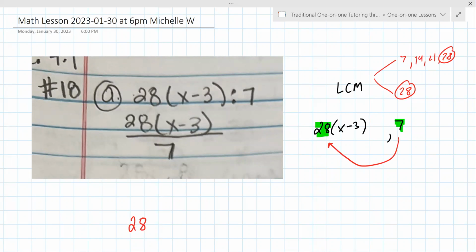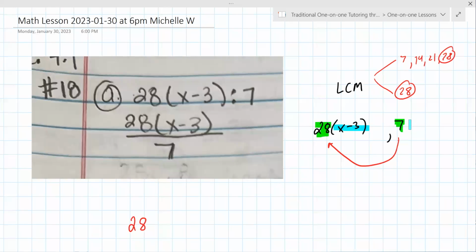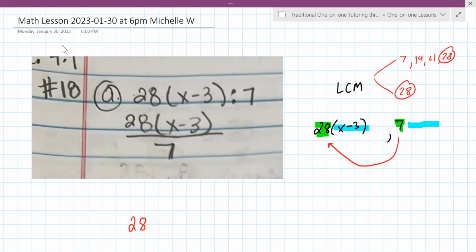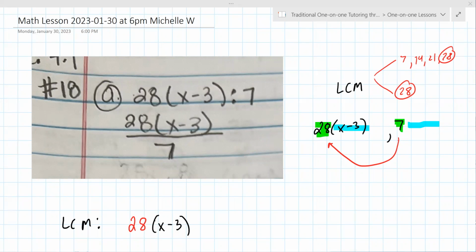And then the 7 does not have the x minus 3. The x minus 3 is missing from the 7, so that's going to be part of your least common multiple. So it is 28 times x minus 3 that is your least common multiple for these things. The beginning ones aren't too bad.